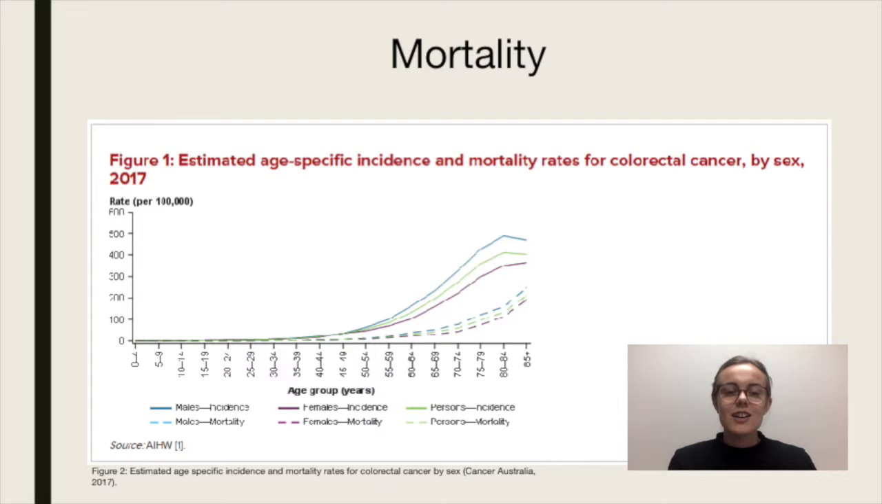As you can see in this graph, there is a significant gap between the incidence of colorectal cancer and the mortality rate. This shows that if diagnosed early enough, colorectal cancer is very much treatable. There's also a higher incidence in males than in females, and in 2018 it is estimated that the risk of an individual dying from colorectal cancer by their 85th birthday will be 1 in 49 males and 1 in 63 females.